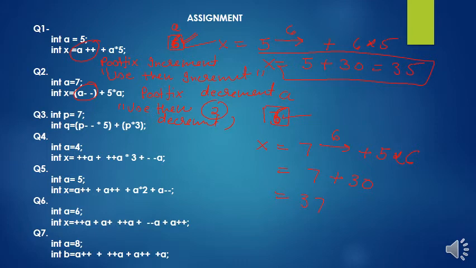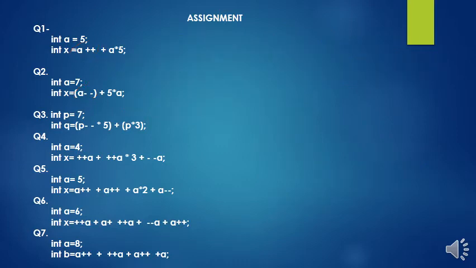Next children, that is question number 3. In question number 3, the value of p is equal to 7. The value of q is equal to p--, which means postfix decrement. So first it will use the value 7 and after that it will decrement the value. So 7 minus 1 is equal to 6. After that p will store the value 6.